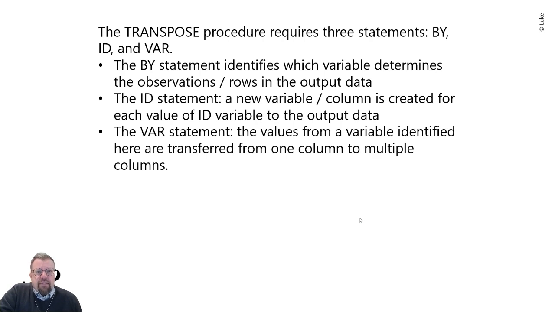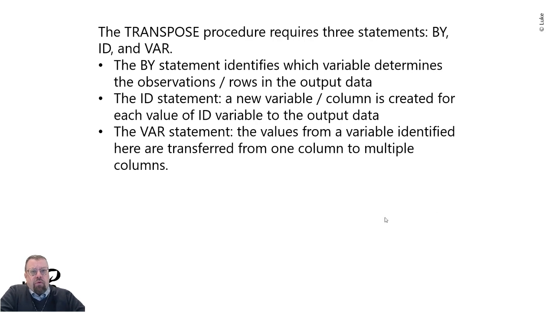So the first one is the by statement, which identifies which variable determines the observations or rows in the output data. Then there is the ID statement, and a new variable or column is created for each value of the ID variable to the output data. And as a third one, there is the var statement, and the values from a variable identified in this var statement are transferred from one column to multiple columns. So when we are transposing this way, going from one column to multiple columns, then the by, ID and var statements are all needed, and they work in the way that's said in this slide.